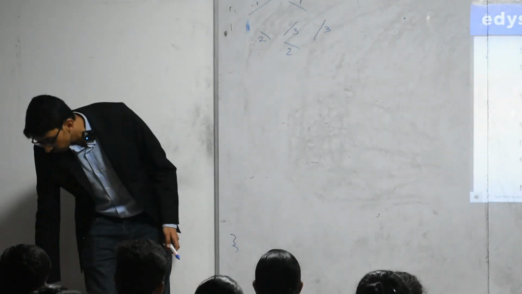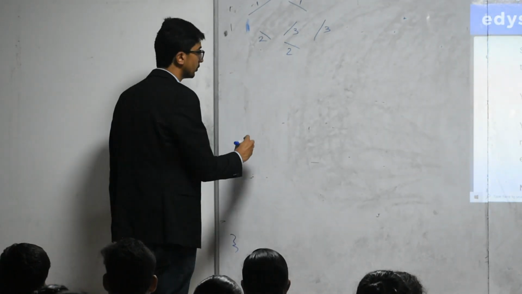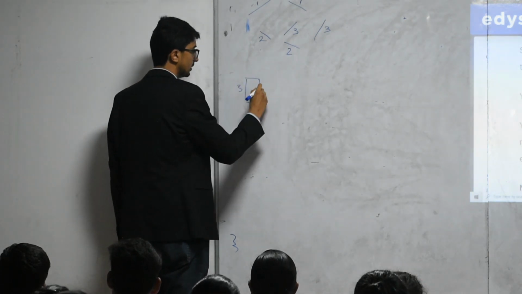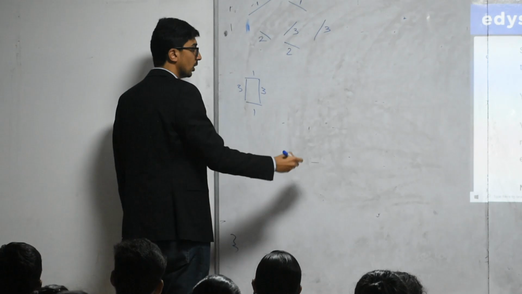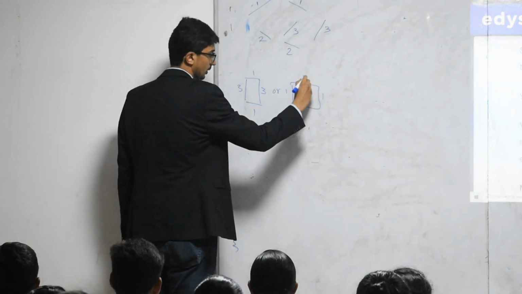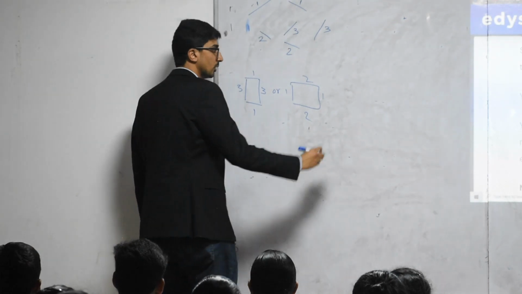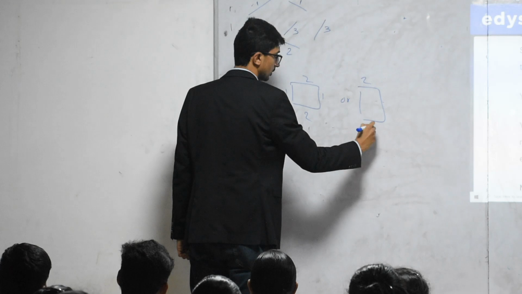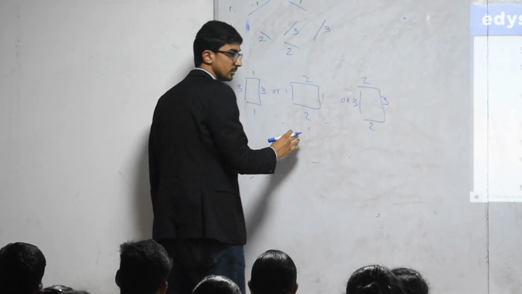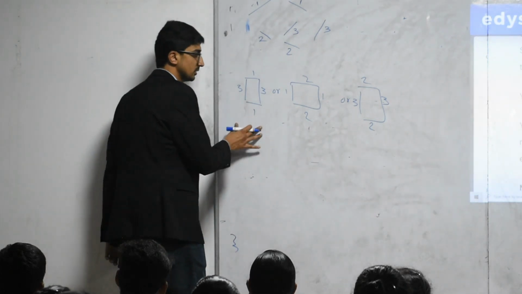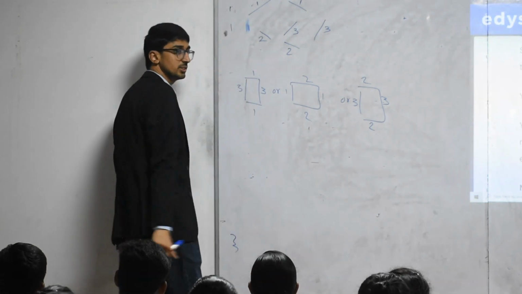Okay. You can form 3, 3, 1, 1, or you can do 1, 1, 2, 2, or 2, 2, 3, 3. Now, don't go by the drawing, right? This is not 1, 1, 2, 2, obviously. But what I'm saying is, either of these can be formed.